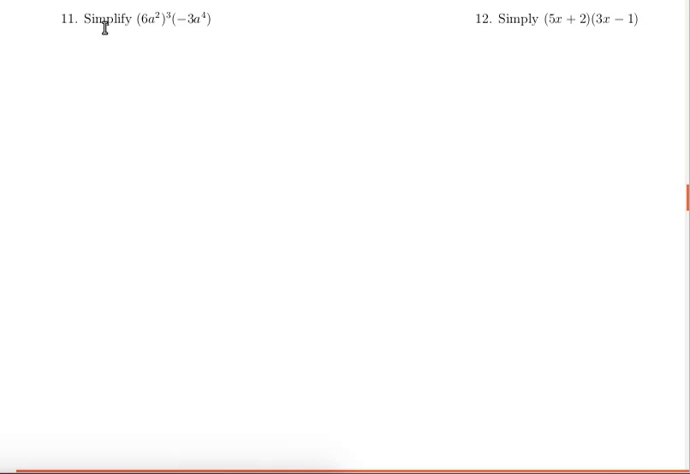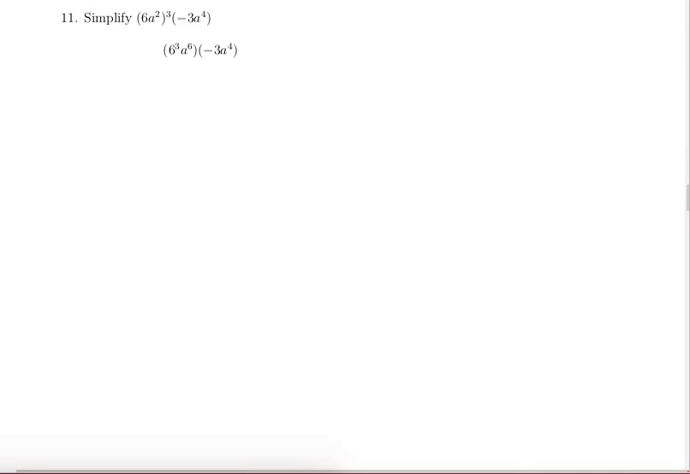Problem number 11 is again a simplify an exponent situation. This time, rather than writing it all out, I want you just to imagine that you've got this 6a squared times itself 3 times and then times this other property. The thing we want to see at this point is that this 6a squared cubed means that there'll be 3 6s multiplied together. There'll be an a squared times an a squared times an a squared, which will mean that there are 6 a's multiplied together.